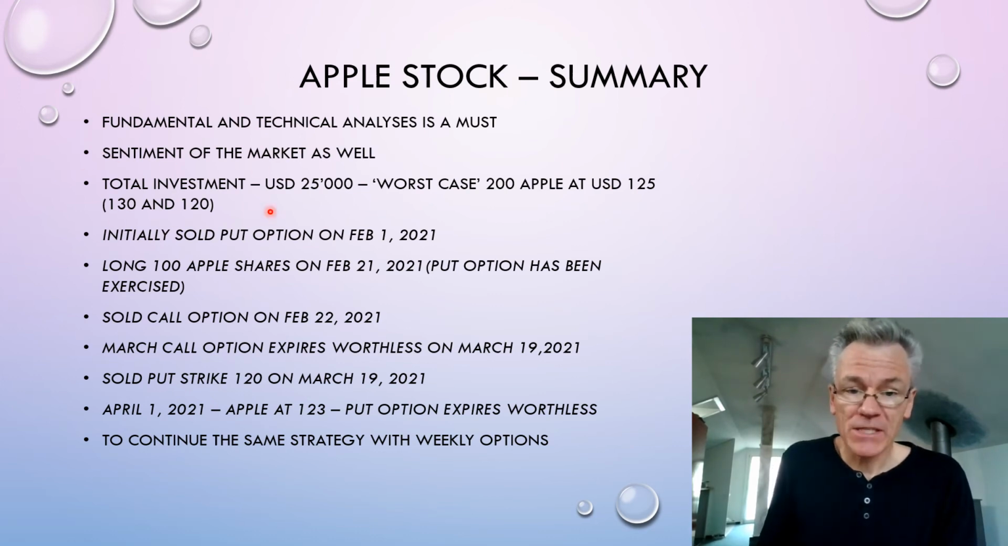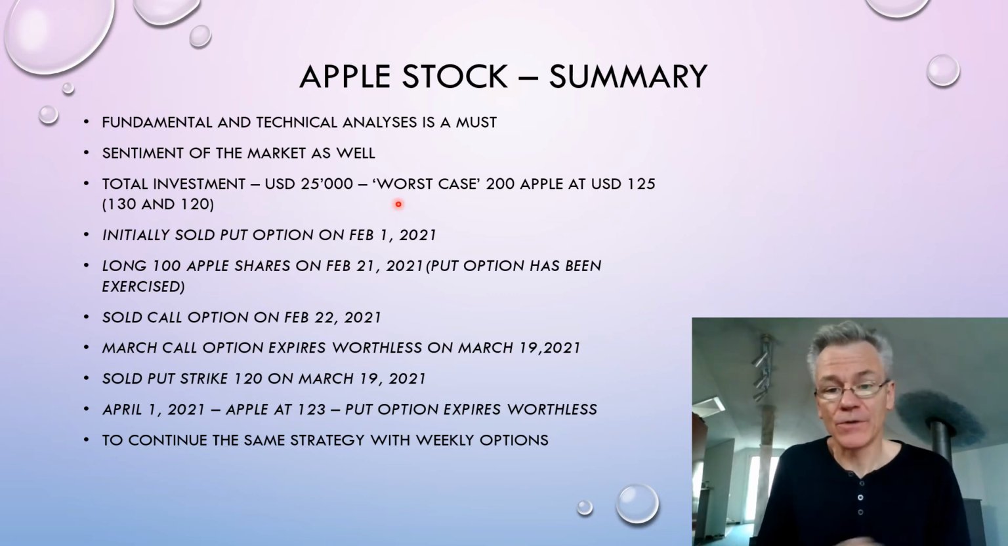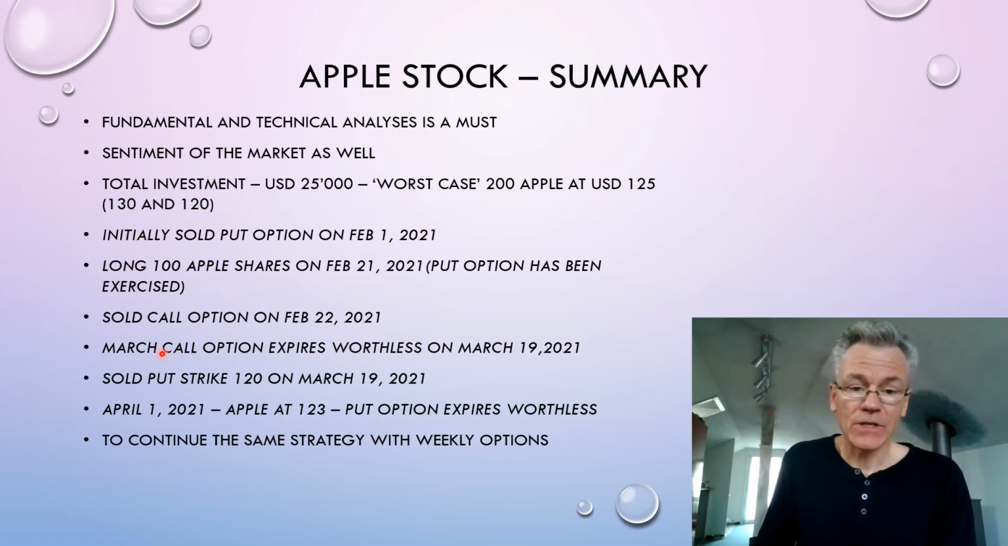Repeating the total investment, I'm ready to spend $25,000 in Apple. So that was kind of the worst case. I was long 200 Apple, one at 130 and one at 120, so I get an average of 125. So these are now the transactions I have done. I sold the put option, then I was long, then I sold the call option.